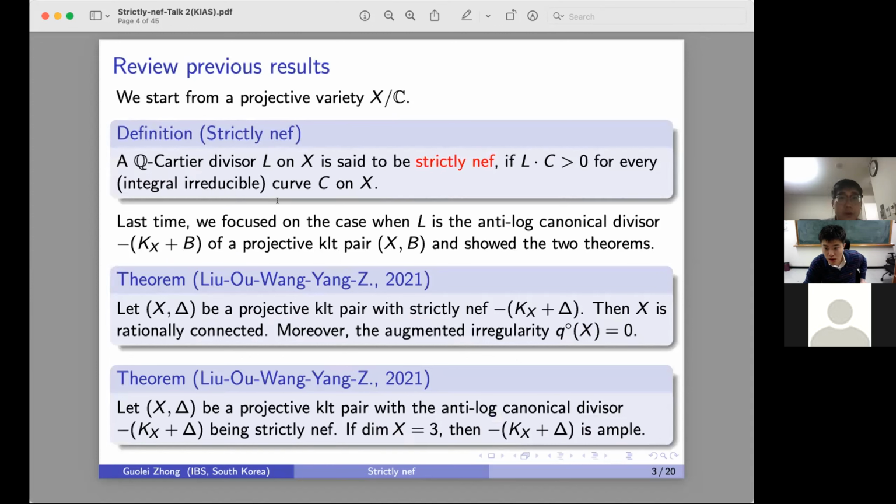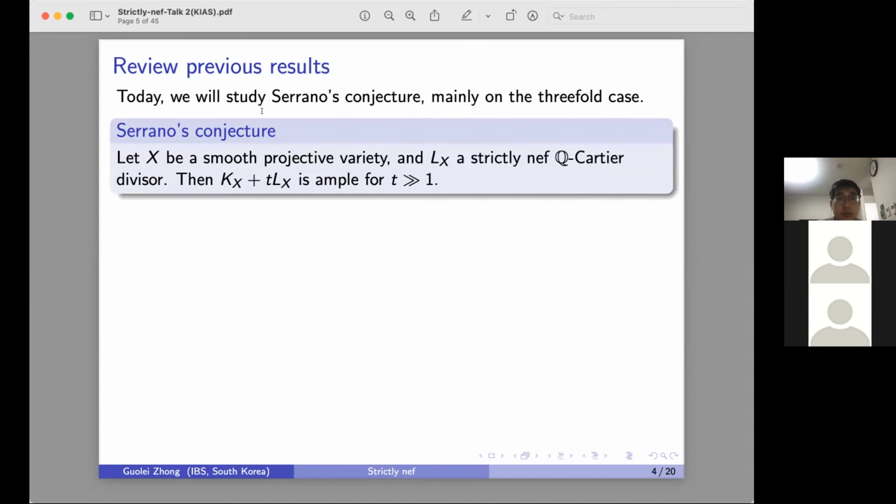So last time we focused on the case when L is the anti-log canonical divisor and showed two theorems. First, if minus (K plus delta) is strict nav, then X is rationally connected. Another result is in particular on the threefold case: if minus (K plus delta) is strict nav, then we show that minus (K plus delta) is ample. In other words, this (X, delta) is of Fano type. Today we will study Serrano's conjecture, mainly in the threefold case.